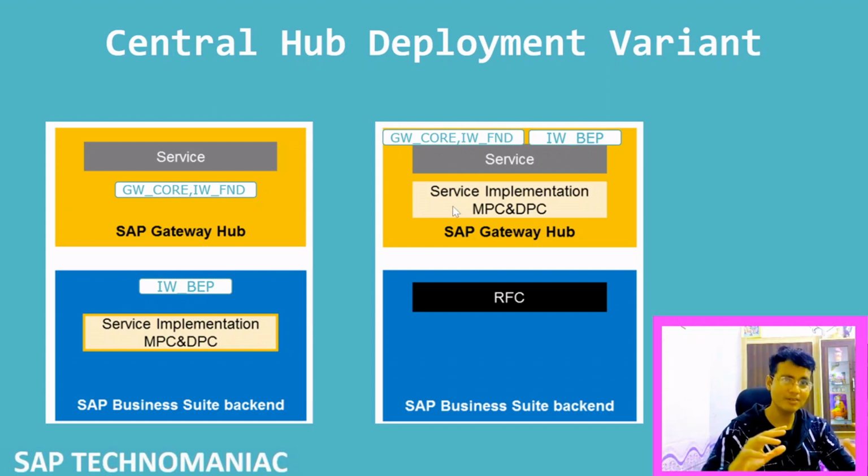But before going to those kind of things, we should know where actually we are working. If we are doing the development in SAP Gateway Hub system, then definitely it is the central hub deployment. And if you are working day to day in an ECC system, and there you are creating services and registering services, that is your embedded deployment system, we can say.